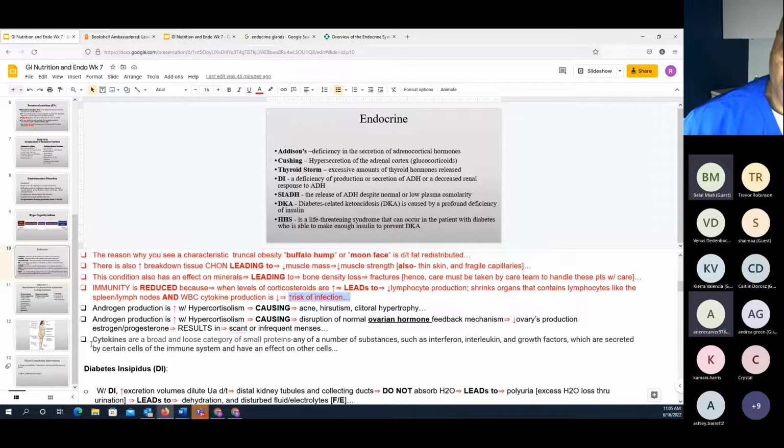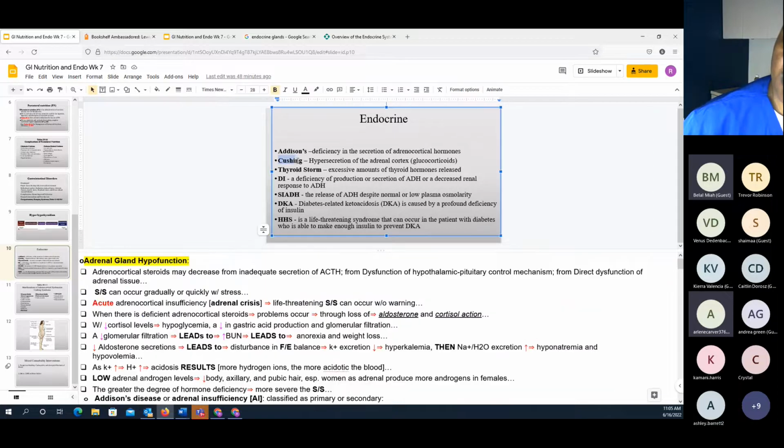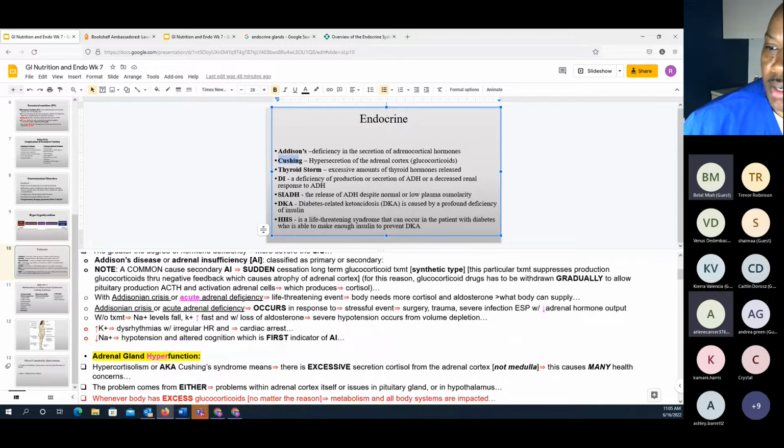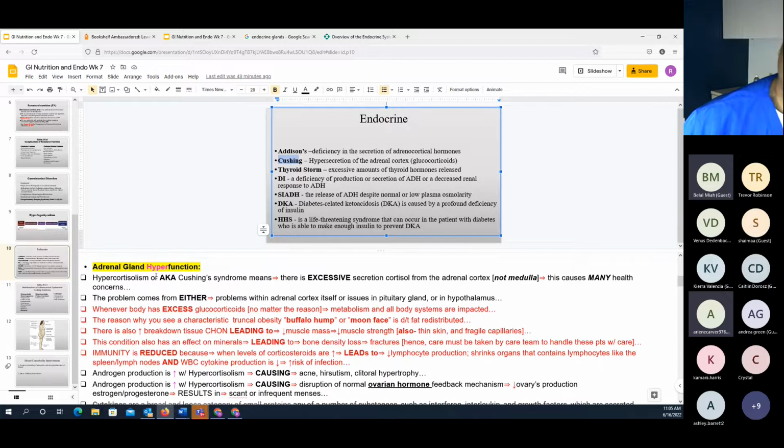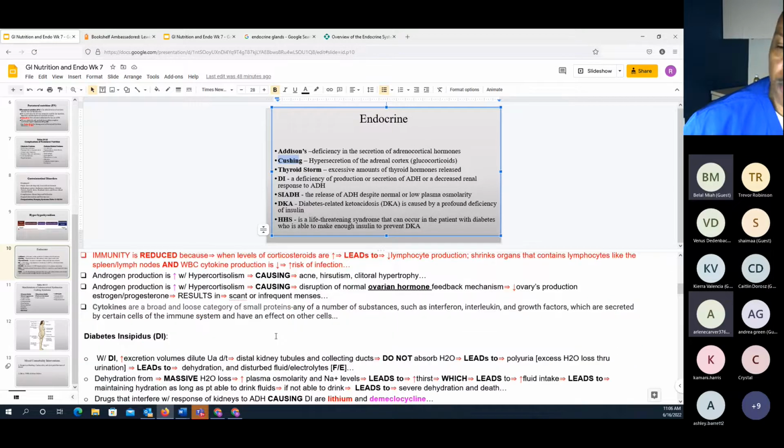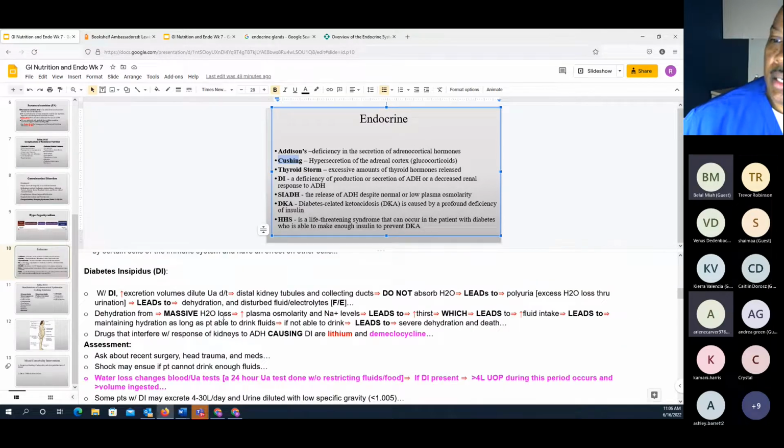And then here I just talk about the cytokines and what it actually means. It's all a part of the immune system, which is impacted with Cushing's disease. So remember, when I'm talking about Cushing's disease, I am talking about hyperfunction of the adrenal gland, or I'm talking about hypercortisolism. It's the same thing, right? Same thing. Just use those terms interchangeably. All right. The next one is, let's see, what is this?